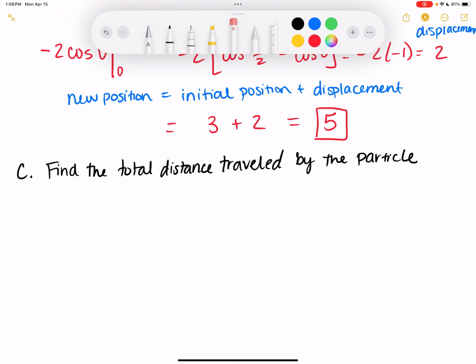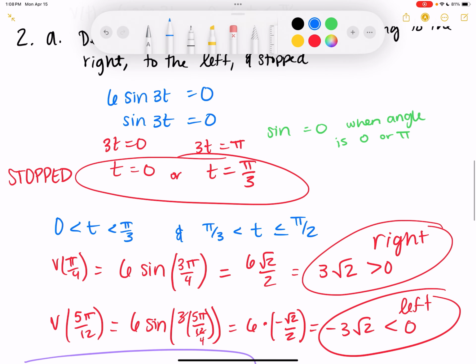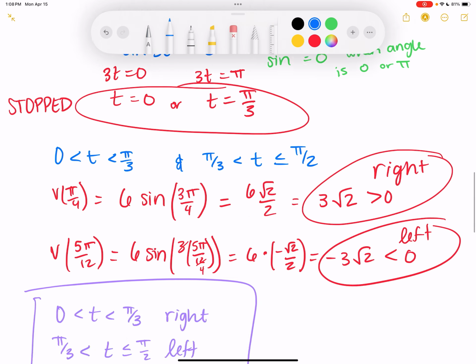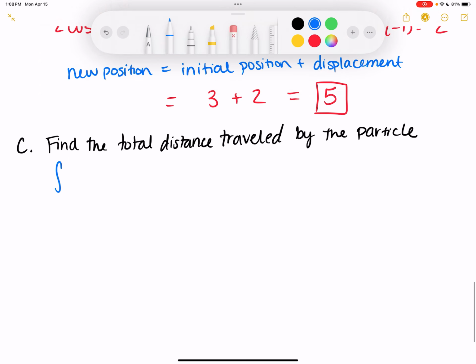All right, so total distance traveled. I'm going to go back and look at what parameters we're going to be using. Okay. So I'm going the integral from 0 to pi over 2 of v of t, because that's what my overarching thing given to me said.